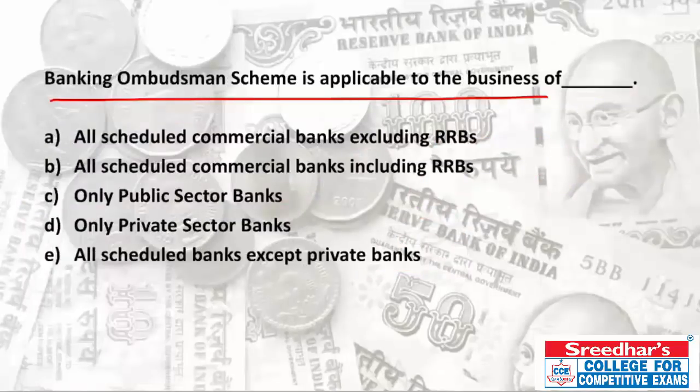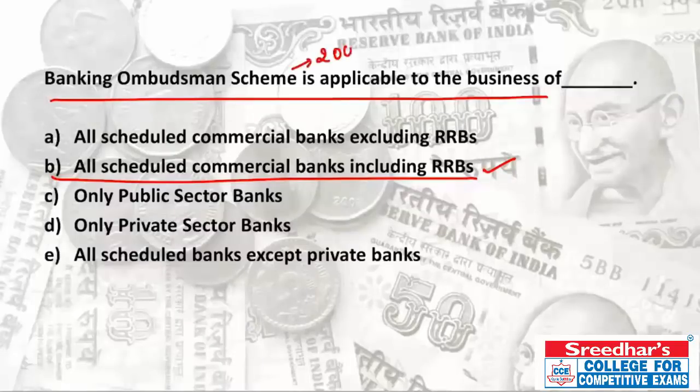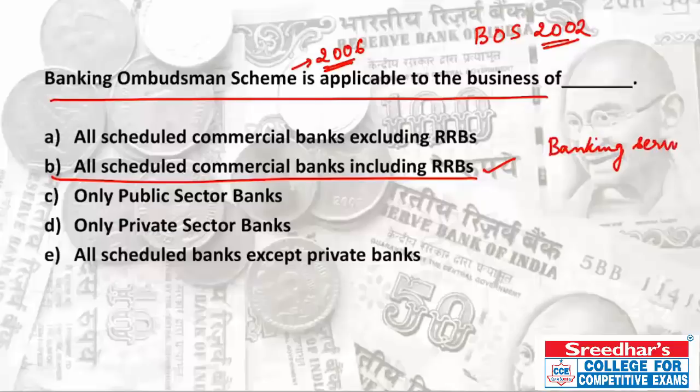Banking Ombudsman Scheme is applicable to the business of all scheduled commercial banks including RRBs. The Banking Ombudsman Scheme came into existence in 2006. RBI notified the Banking Ombudsman Scheme in 2006 in partial modification of the earlier scheme, that is, the Banking Ombudsman Scheme 2002. So what is the objective of the Banking Ombudsman Scheme 2006? It is to resolve complaints related to banking services through conciliation and mediation between the bank and the aggrieved parties.